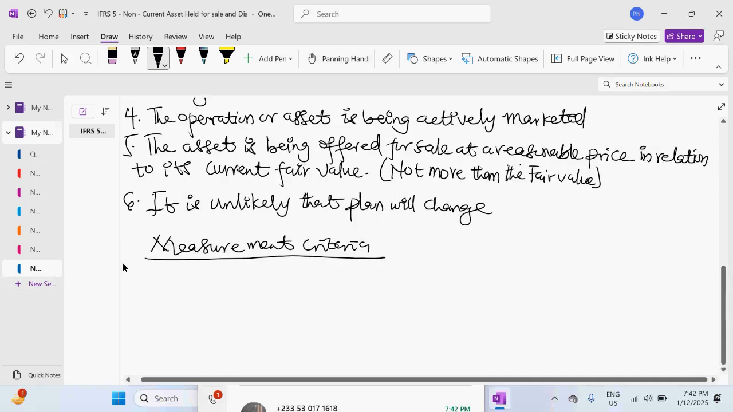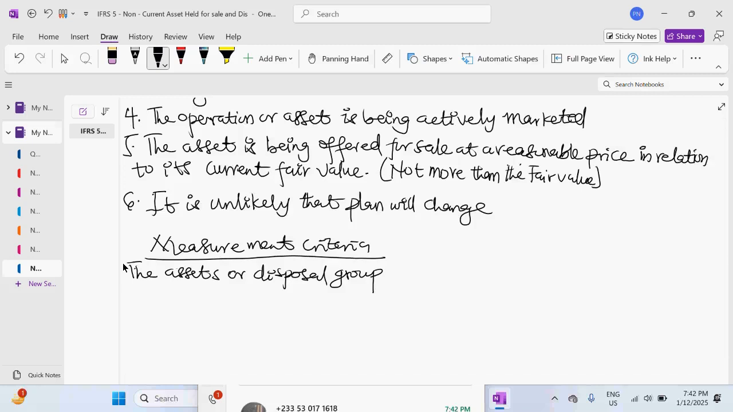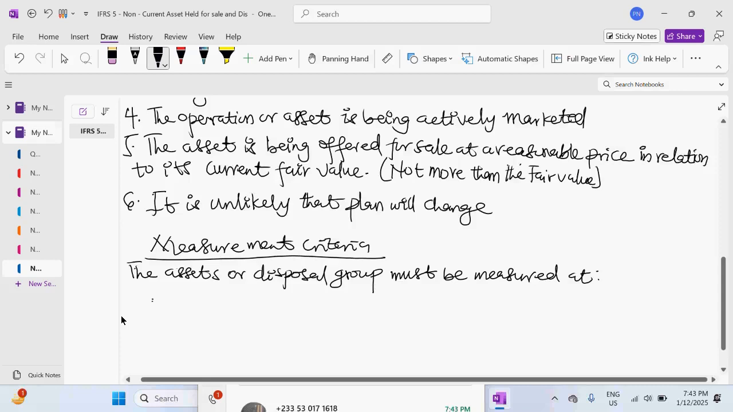So the asset or disposal group, actually the asset that we are trying to dispose of, must be measured at what? So what is the measurement criteria?